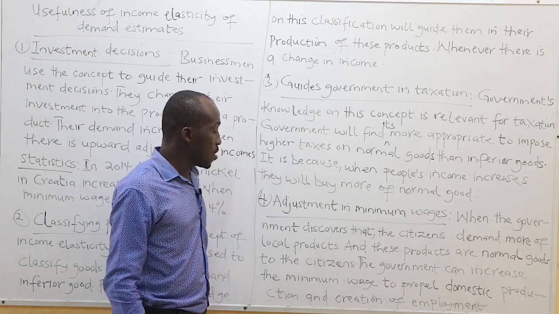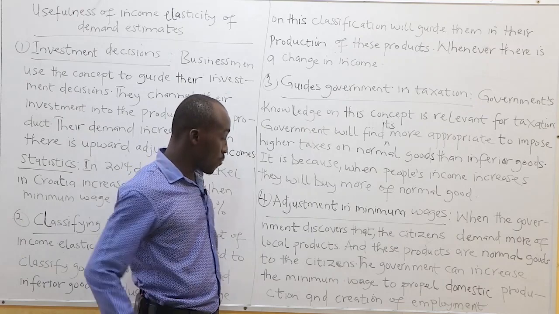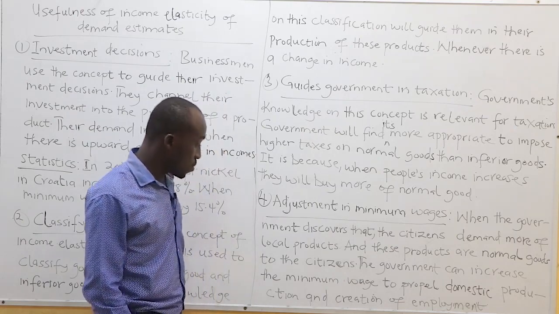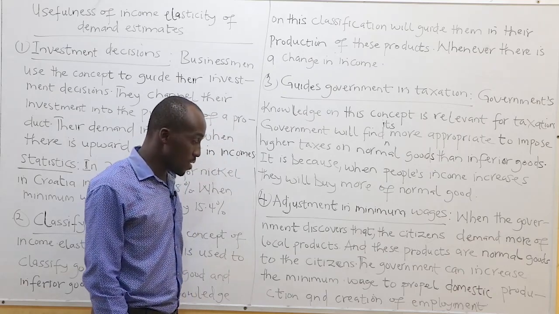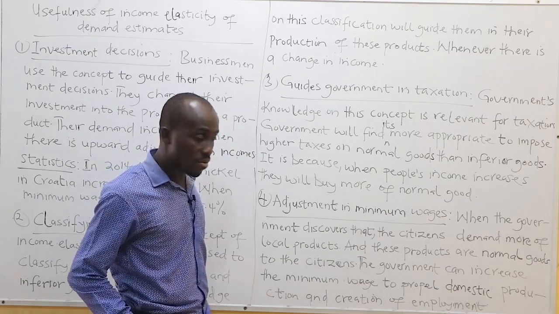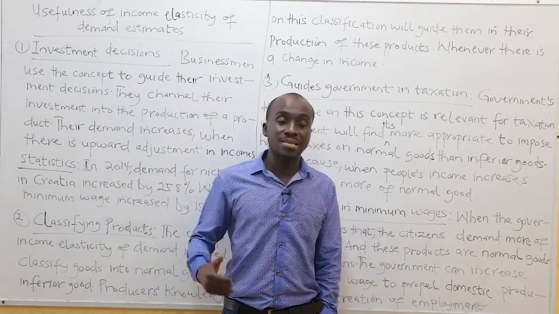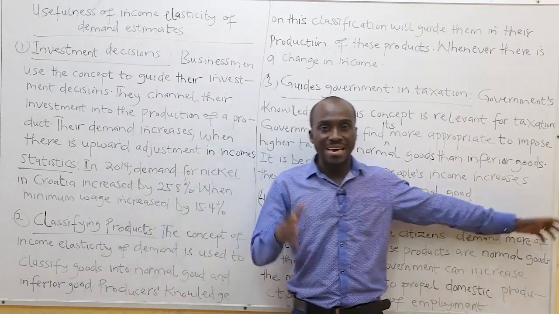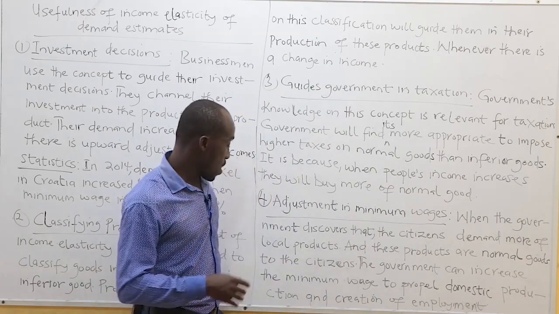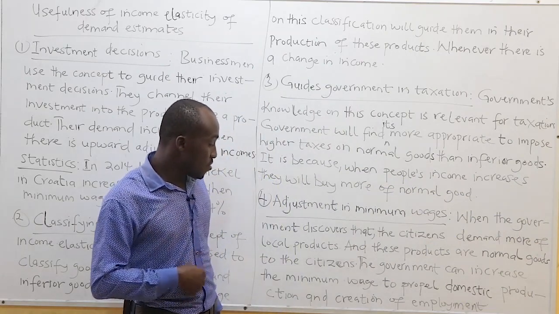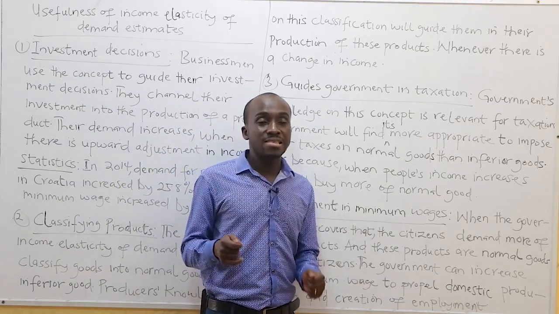For adjustment in minimum wage. When the government discovers that the citizens demand more of local products and these local products are normal goods to the citizens, the government can increase the minimum wage to propel domestic consumption, production, and creation of employment. That's a very good thing. If government discovers that the consumption pattern of the citizenry is more of domestic products, and there is a need to create jobs and protect their businesses, government will make sure that, yes, there are these goods.